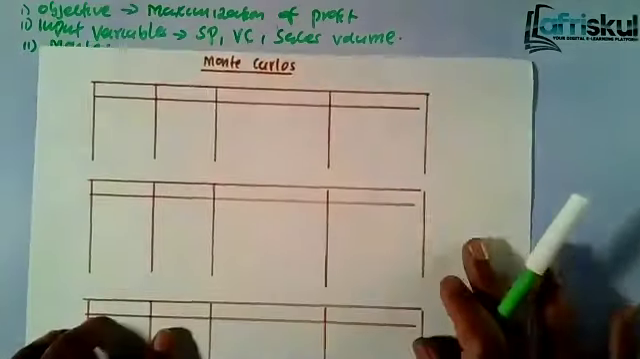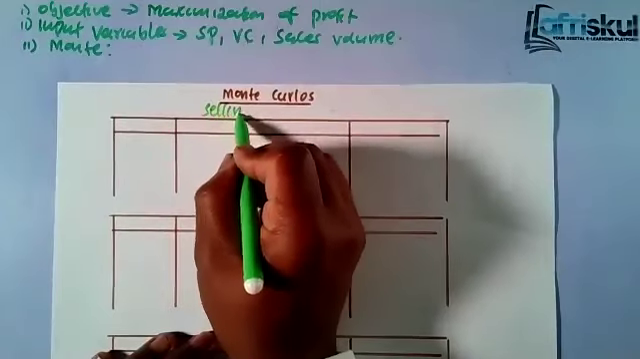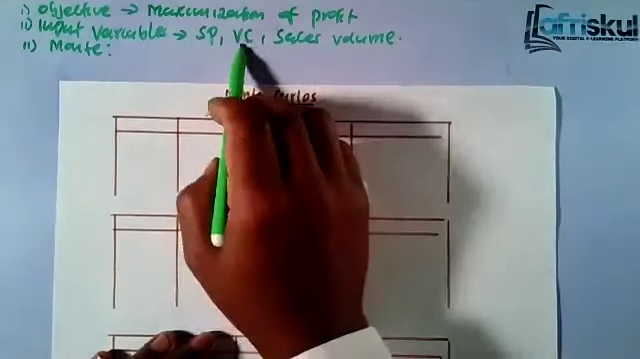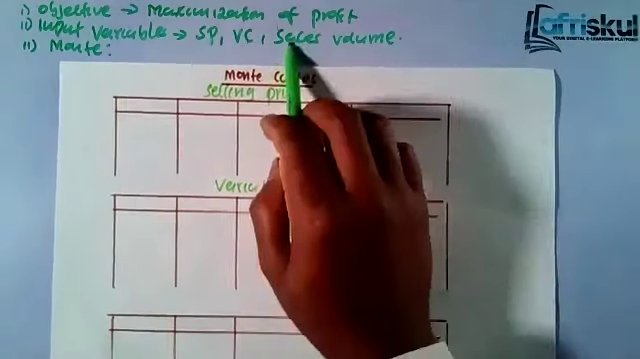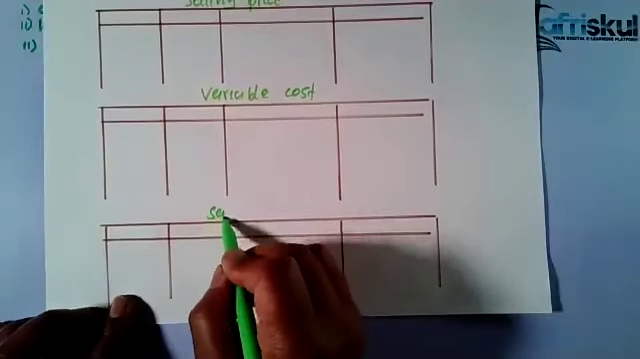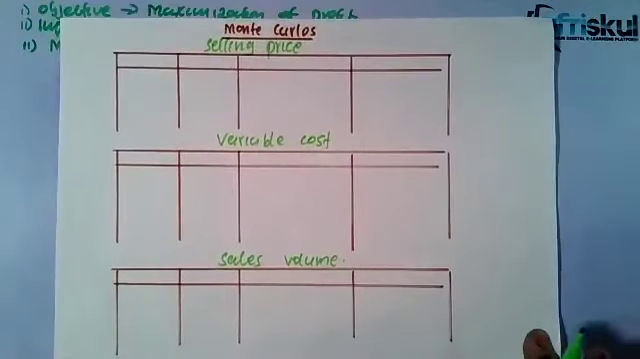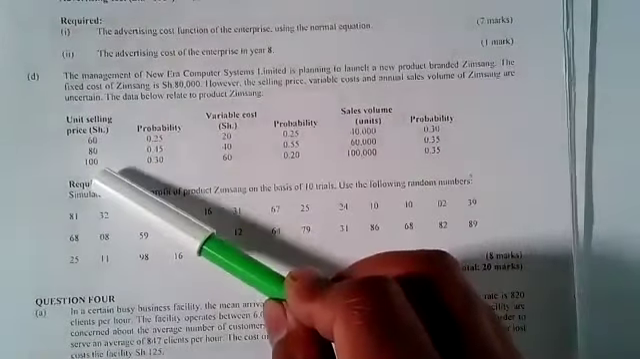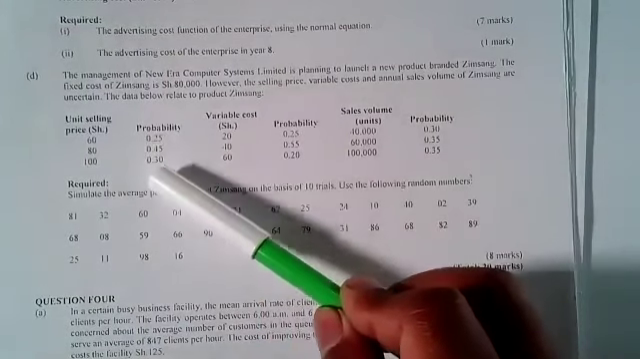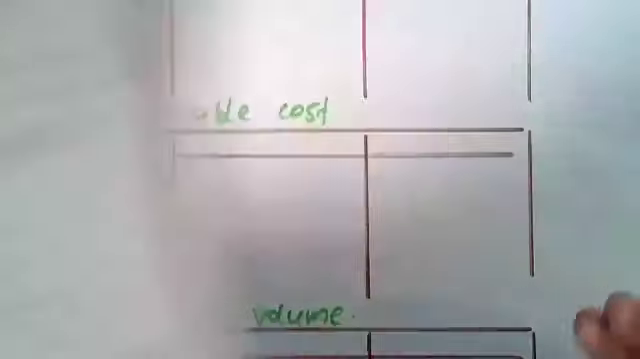So let's present the Monte Carlos there. One is for the selling price, also for variable cost, and then for the sales volume. And then how do you prepare the Monte Carlos? Use the information given there. You have the unit selling price and you have the probability. The same thing for the variable cost, probability, and sales volume, probability. So this is how we prepare.